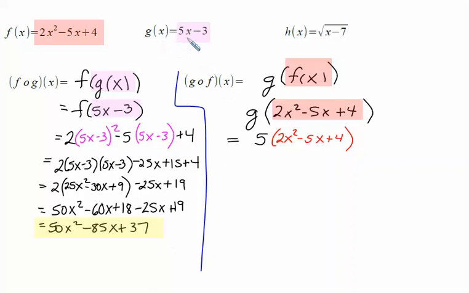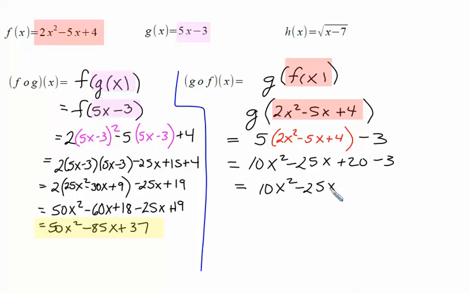So g was 5 times x minus 3, but we're replacing x with what we have. Now we'll FOIL this out or distribute the 5, whichever way you want to look at it. And then we'll combine our like terms. So we'll get 10x squared minus 25x plus 17. That would be our final answer.